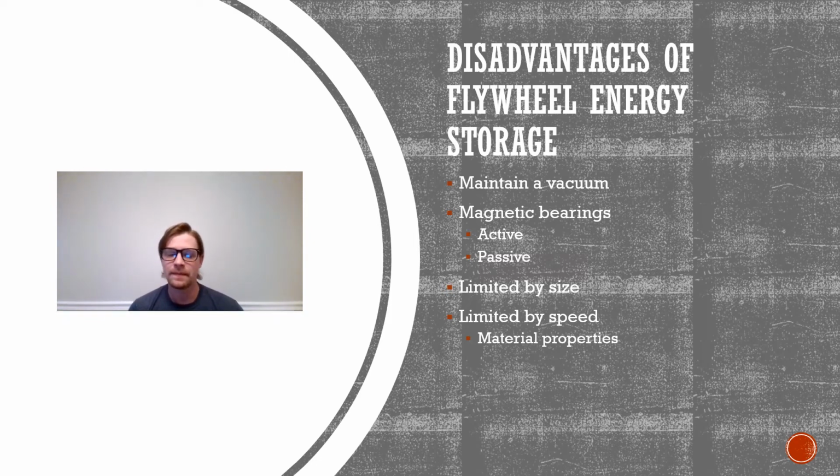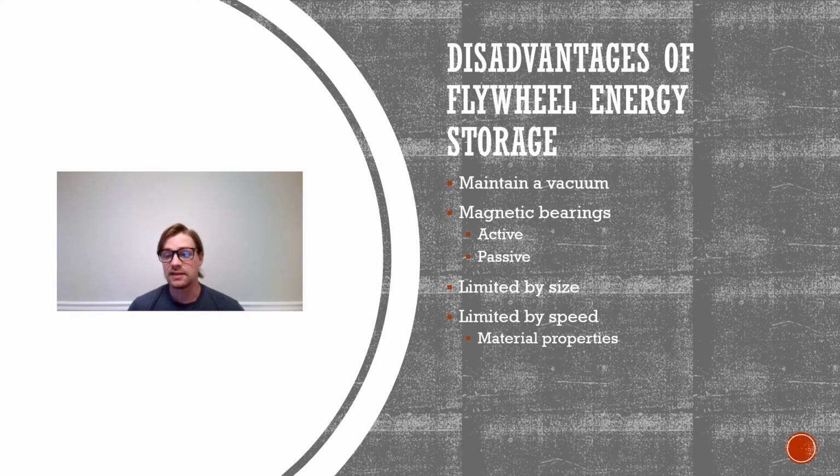So you have to constantly maintain this vacuum, and it also consumes a little bit of the energy from the grid to do that. Magnetic bearings, or electromagnetic bearings, are typically used, and there are active magnetic bearings which use electromagnets to sense and correct the position of the shaft. Passive magnetic bearings use permanent magnets and don't have that capability.